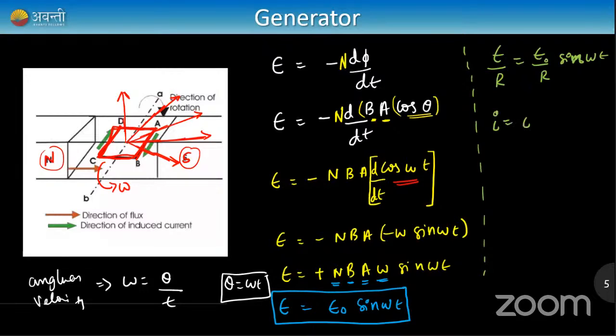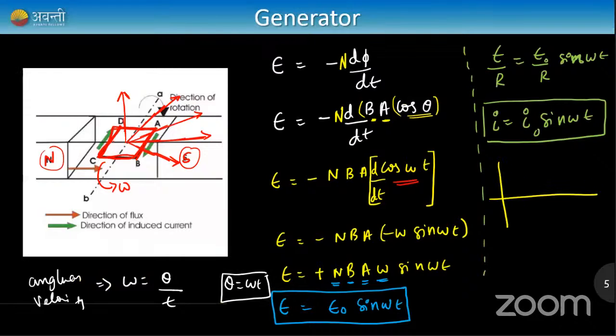E naught by R naught is I naught sine omega t. So this is the induced current in a generator. This much amount of current will be induced. And if you notice, the current I is a function of sine. So since the current is a function of sine, how does it vary? It varies as a sine function. So the current will vary in this particular way.